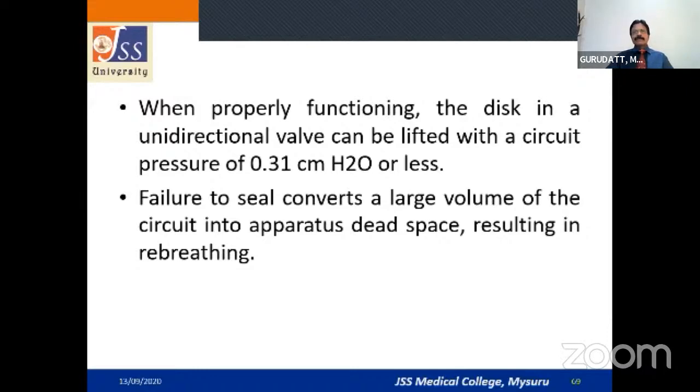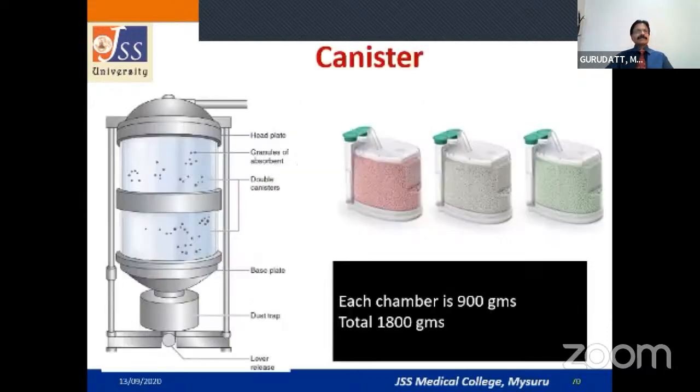Now coming to the other component, the canister. In the olden days, we used to have this double chambered canister, and in the exam, the majority of the time these kind of canisters will be shown. Two chambers are there, one above the other. We also now have single chambered canisters, and disposable canisters containing the soda lime are also available.